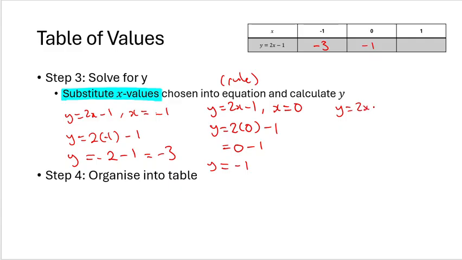And now you're just going to do the same thing for the last value. 2 times 1 is +2. And then I just have 2 minus 1. Just like that. So that's it right there.